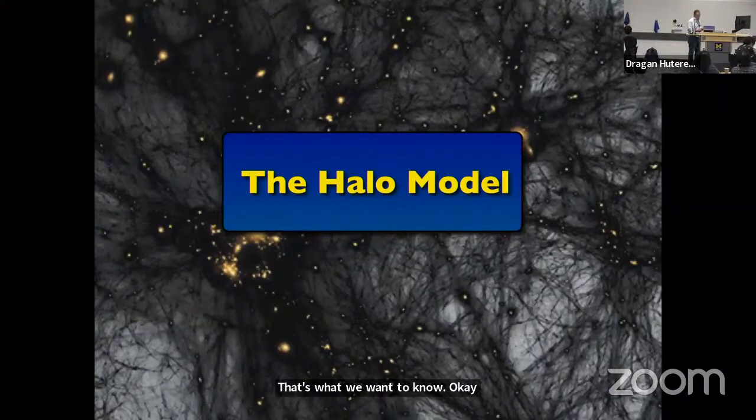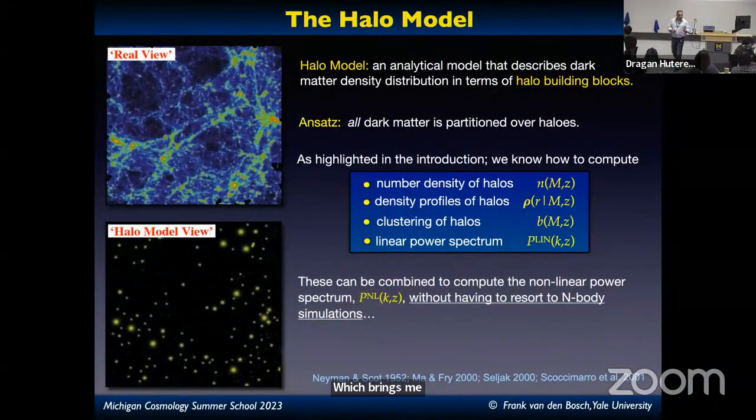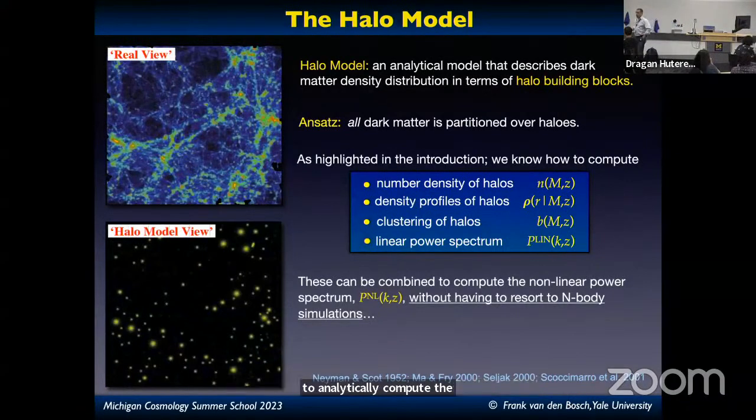Which brings me to the halo model. So this entire field started in the early 2000s. We had these simulations and had learned a lot from them, and we had basically reached a point where we were able to analytically compute the halo mass function. How many halos are there? We knew what these halos look like. I should have pointed out when I said NFW profile, that's assuming cold dark matter. Unless I state otherwise, I'm assuming lambda CDM. Of course, if you have self-interacting dark matter, you no longer have NFW halos.